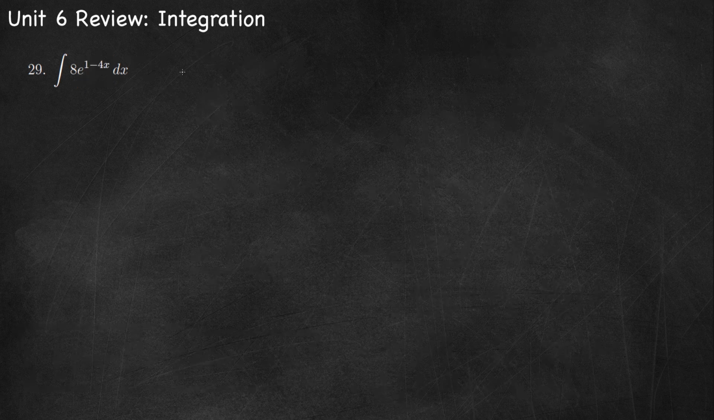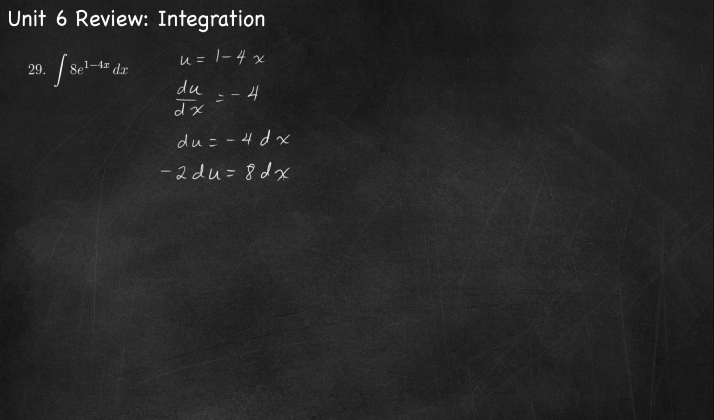Number 29, we want to integrate 8e to the 1 minus 4x dx. So we'll let u equal our exponent, 1 minus 4x, and then take the derivative. du dx equals negative 4, multiply by dx, so du equals negative 4 dx. And I don't have a negative 4 dx, I have an 8 dx, so I'm going to multiply both sides by negative 2. Negative 2 du equals 8 dx. And now 8 dx is going to be negative 2 du.